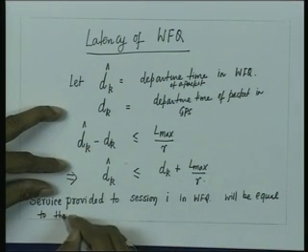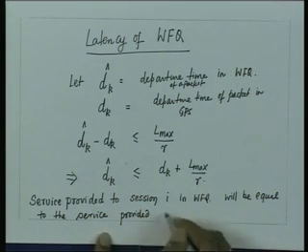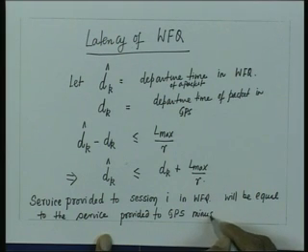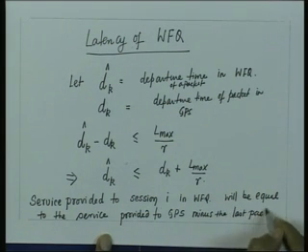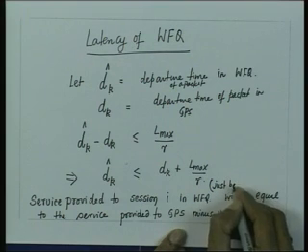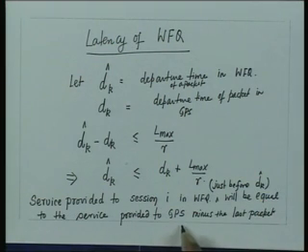will be equal to the service provided in GPS minus this last packet. So the service provided to session i in WFQ just before the time d hat k will be equal to the service provided in GPS minus this last bit. Again, I want to emphasize that this service in WFQ is increasing in a staircase fashion. We will increase this Wi only when the last bit of the packet has been served.